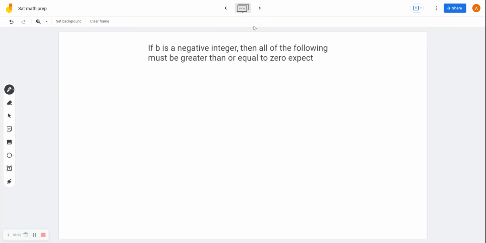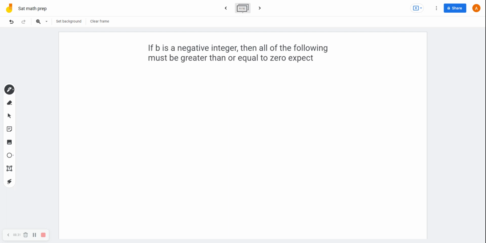That problem looks very scary at the beginning, but once you break it down like that, it gets easier. So, if B is a negative integer, then all of the following must be greater than or equal to 0, except. This is a multiple choice question, but we can do it without the multiple choice quite easily. Let's just actually take the multiple choice here. I'll take the answers here.